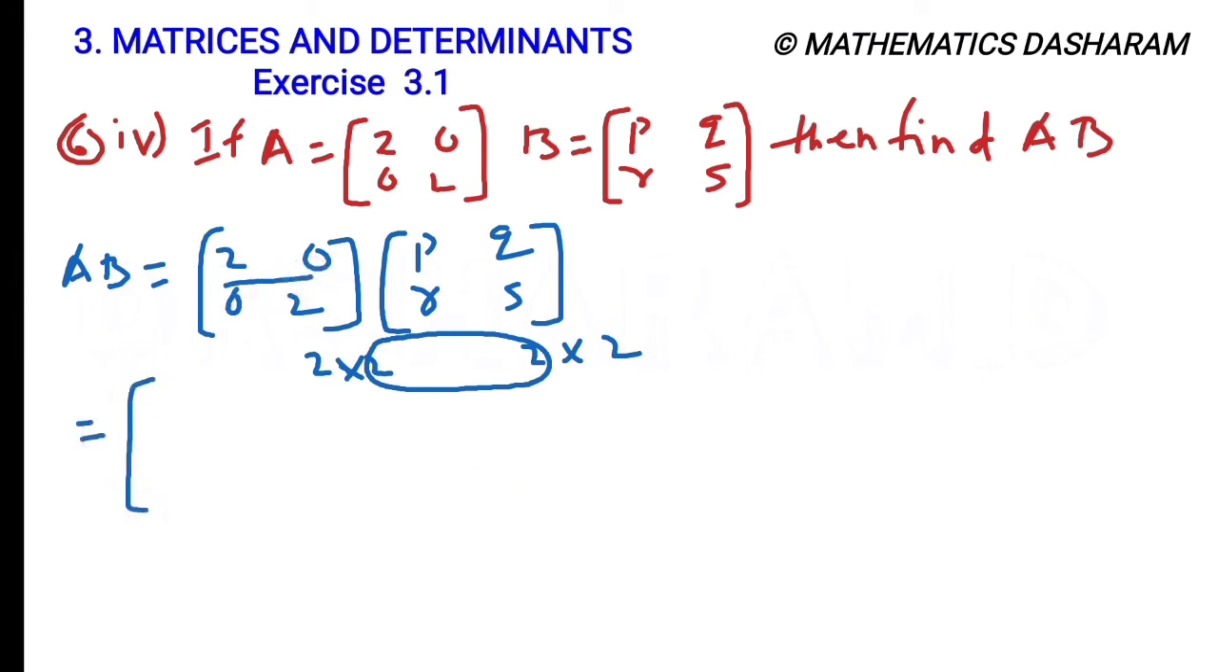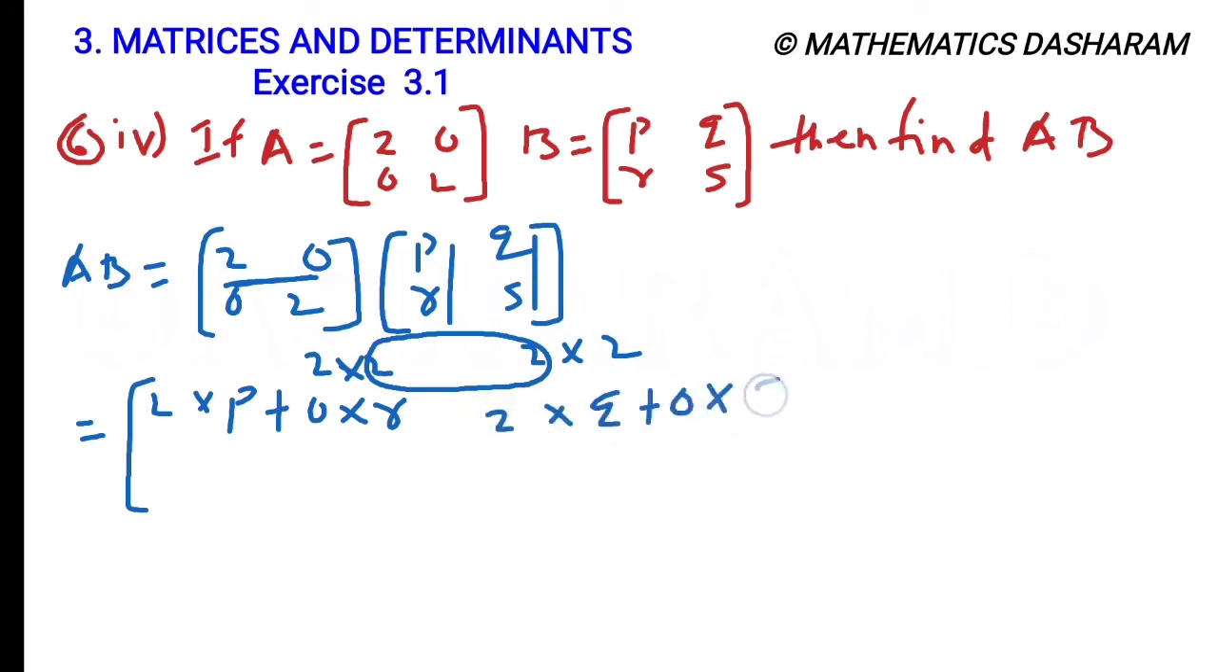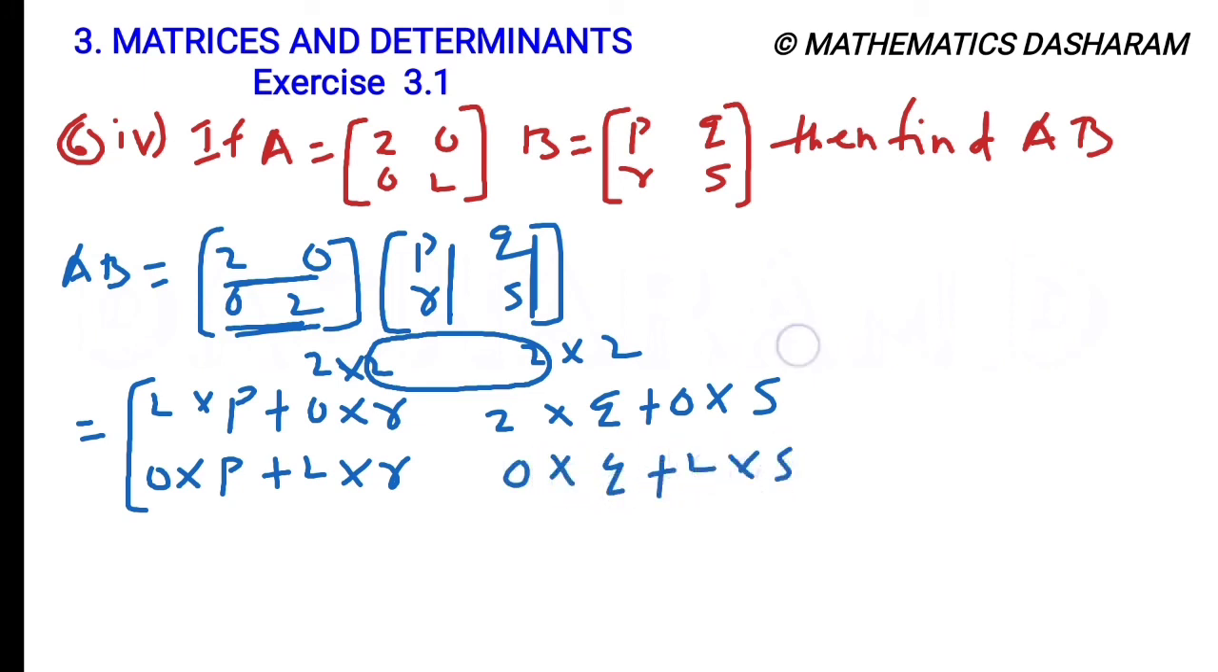Here the first row, first column, 2 into P plus 0 into R. Next first row, second column, 2 into Q plus 0 into S. Next second row, first column, 0 into P plus 2 into R. Next second row, second column, 0 into Q plus 2 into S.